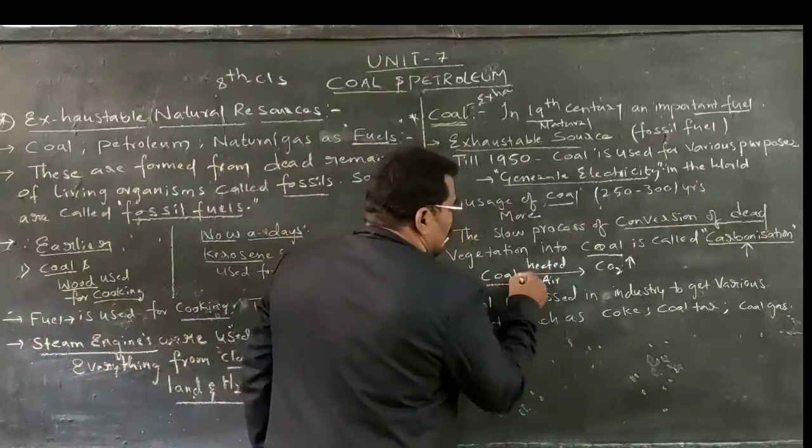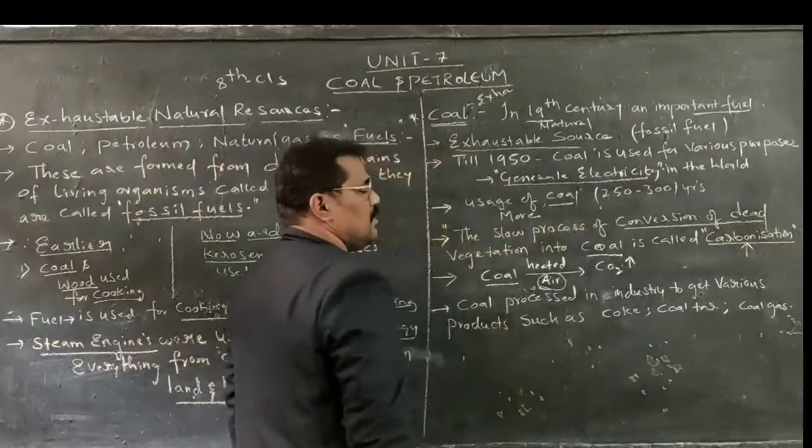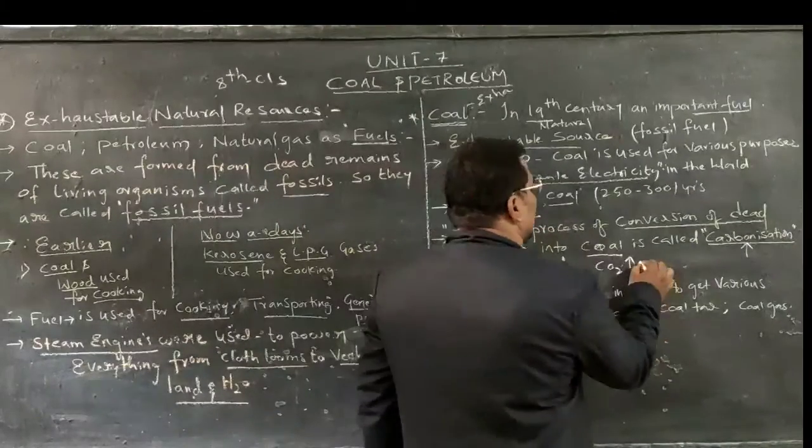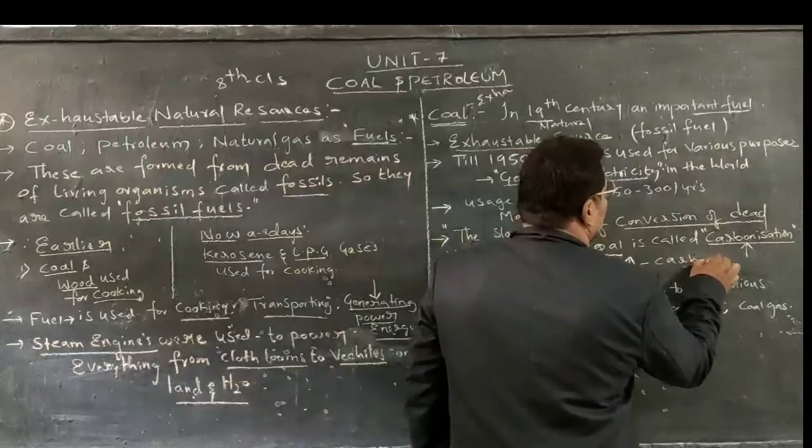When we heat this coal in the presence of air, it produces one gas. What is that gas? Carbon dioxide gas.